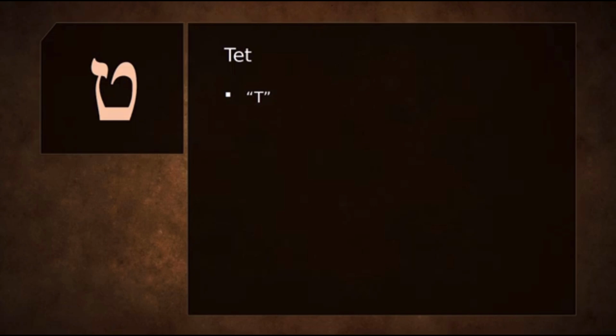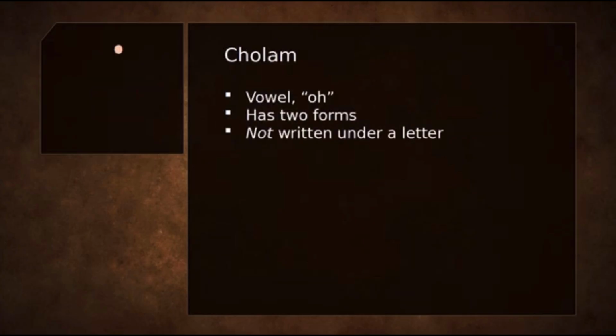Here's our next letter, the ninth letter. This letter is called tet. Tet makes the sound of the letter T, as in table. Here we have our next vowel. This vowel is called cholam. It is a single dot, and it makes the sound O. There are two forms of the cholam, which we will learn about in just a bit. The cholam is not written underneath a letter, so while most vowels are written underneath the letters, the cholam is written above and to the left of a letter.